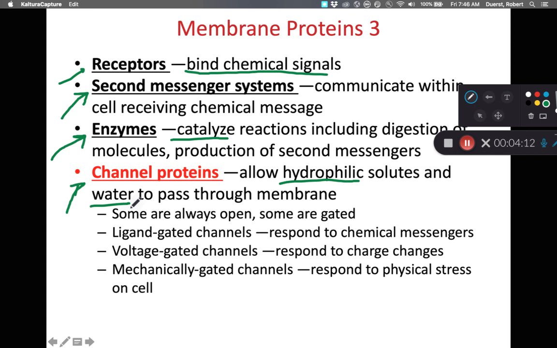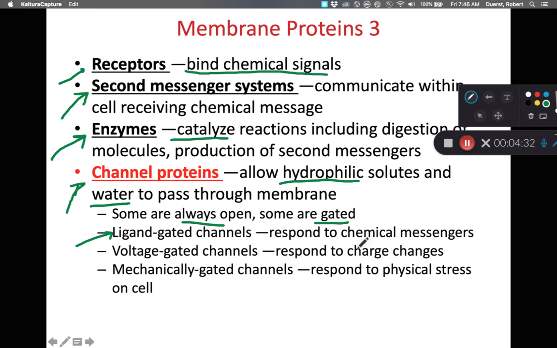So for water or hydrophilic chemical compounds to go in and out of the cell, there needs to be some kind of protein that facilitates transport so that those molecules aren't exposed to the fatty acid tails. Some channel proteins are always open. Some can open and close, or are gated. We have ligand-gated protein channels.